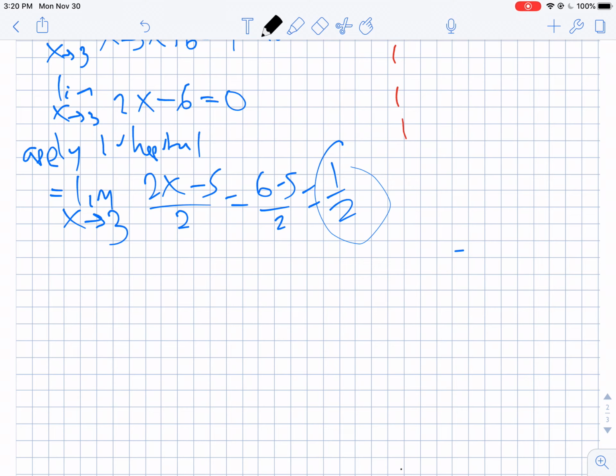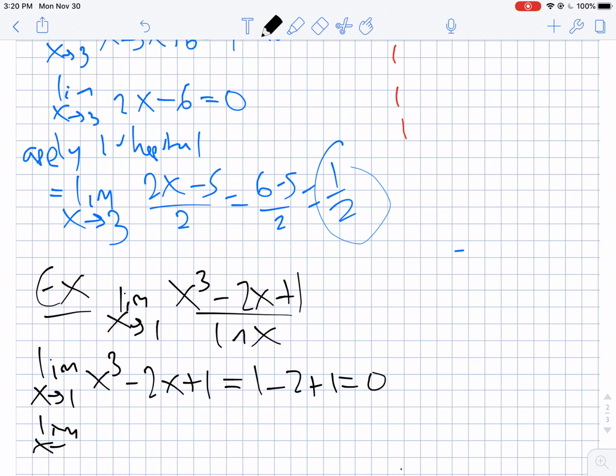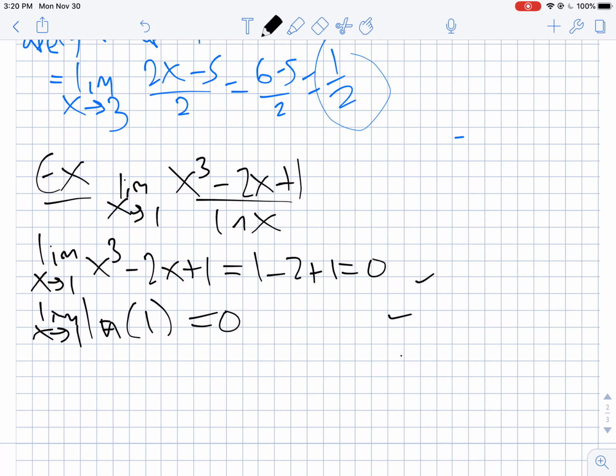So let's take a look at the next one. Suppose we take the limit as x goes to 1 of x cubed minus 2x plus 1 divided by the natural log of x. Okay. So when you take the limit as x goes to 1 of the top, you always want to do these separately, right? That's 1 minus 2 plus 1, that's 0. When you take the limit as x goes to 1 of the bottom, you get natural log of 1, which is also 0. Okay. So we're doing that basically to check and make sure you're allowed to use L'Hopital's rule. So we can use L'Hopital.